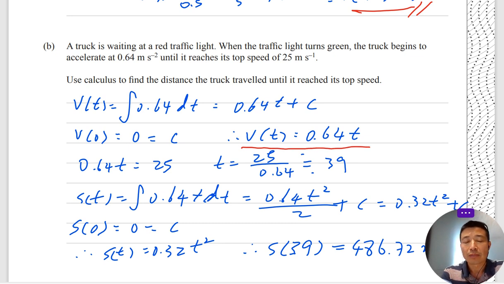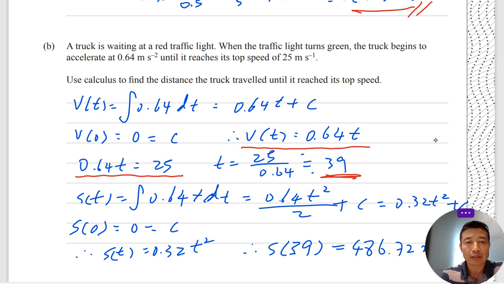And before I do the displacement function, I found how long it takes to reach 25 meters per second. So simply, I equate that, right? 0.64t equals 25. So t turns out approximately 39 seconds.